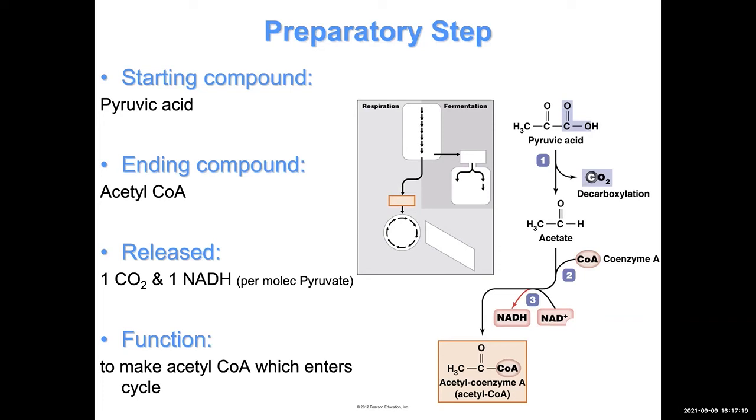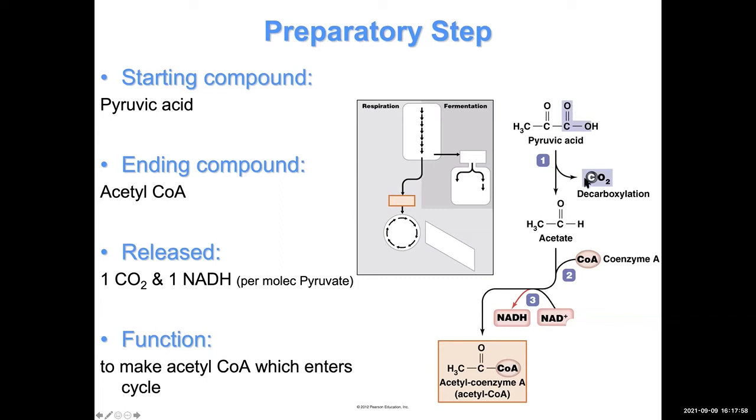So there needs to be some sort of transition that occurs. The preparatory step is often referred to as the transitional step. We're transitioning our end product from glycolysis into something that can actually enter the Krebs cycle. Okay, so what we see here is the following. We're going to start with our pyruvic acid. Pyruvic acid is a 3-carbon molecule, and at the end we see a carboxyl group, don't we?